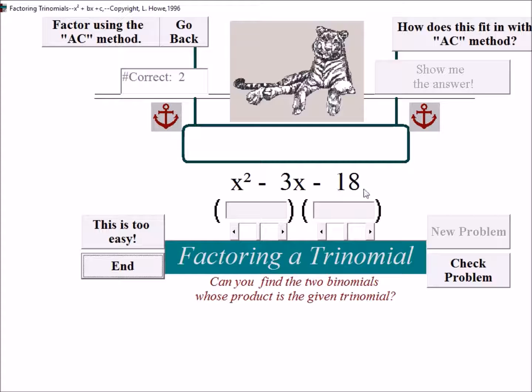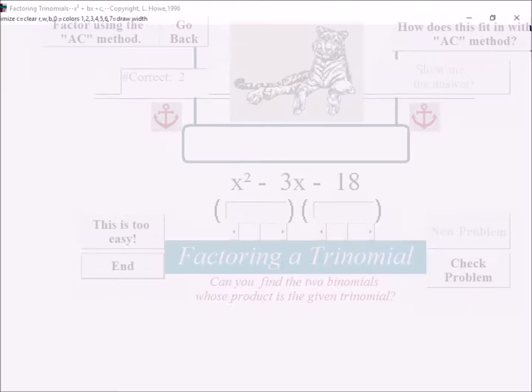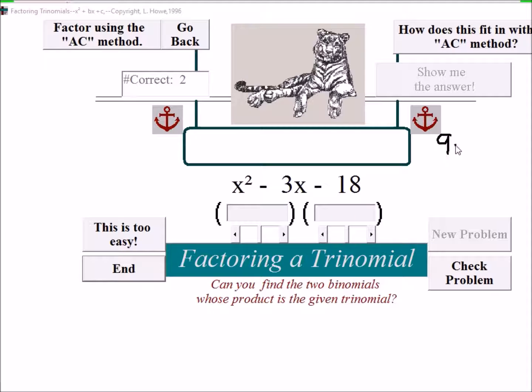I'm looking for two numbers that multiply to give us 18. That would be 9 and 2. I've got to get a marker there. 9 and 2, 6 and 3, and I guess that's it. And whose product is 18 and whose difference is 3.